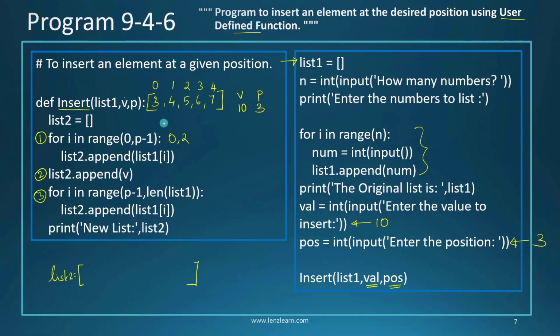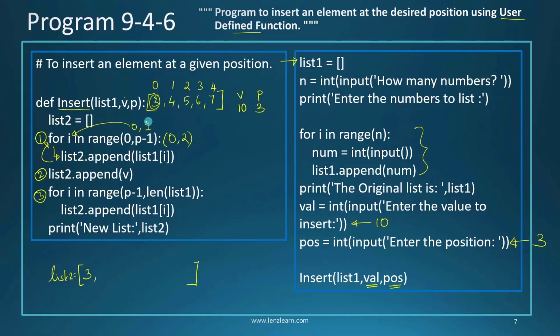So the values inside this range will be 0 and 1. Now the first value 0 will be loaded into i. Inside the for loop I have only one statement, which gets the value of list1[i]. Right now list1[0], that is the first element 3, will be appended into list2. So now list2 gets the first element 3 copied from list1. After that, the control will go back to the for again.